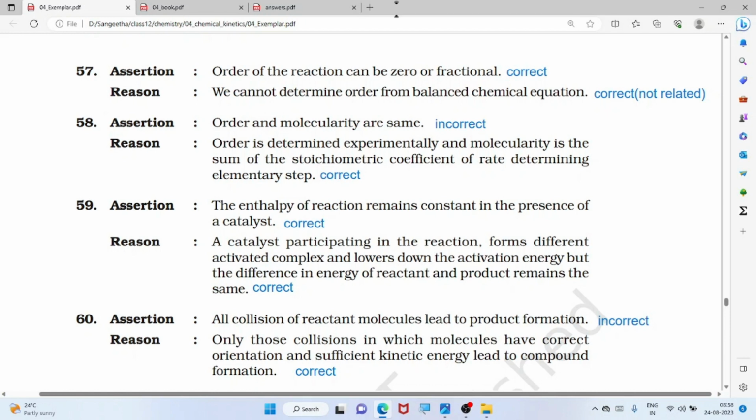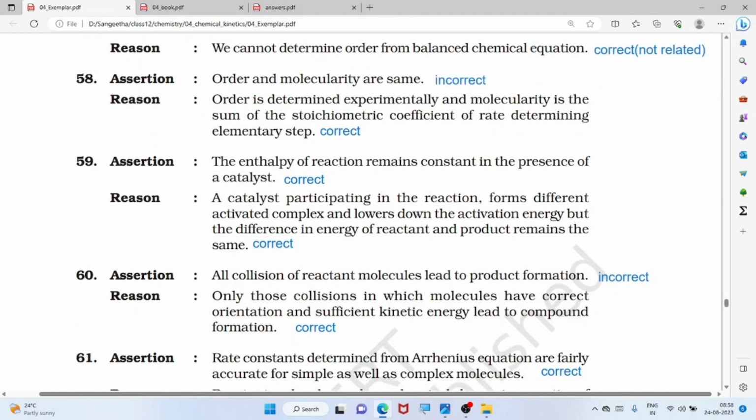We cannot determine the order from the balanced chemical reaction. This is correct, but this is not related to this assertion. Order and molecularity are the same: it is incorrect. This is only for the elementary reaction, so generally this is incorrect. Order is determined experimentally, and molecularity is the sum of the stoichiometric coefficients of the rate determining step. This is correct for the elementary reaction, not correct for the complex reaction.